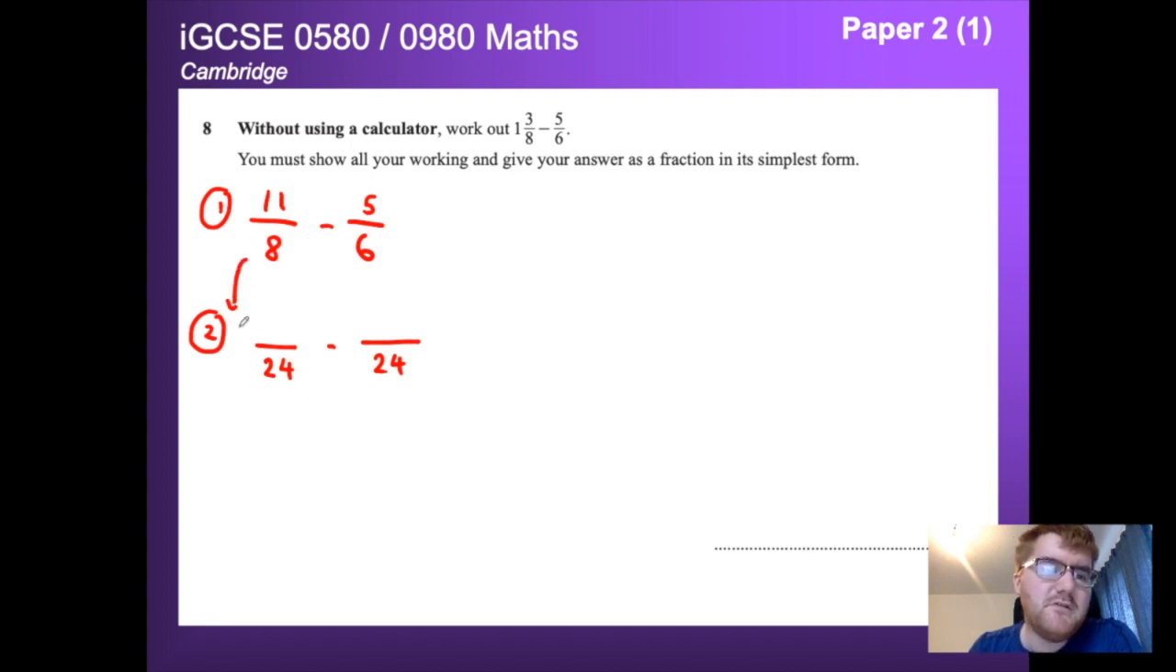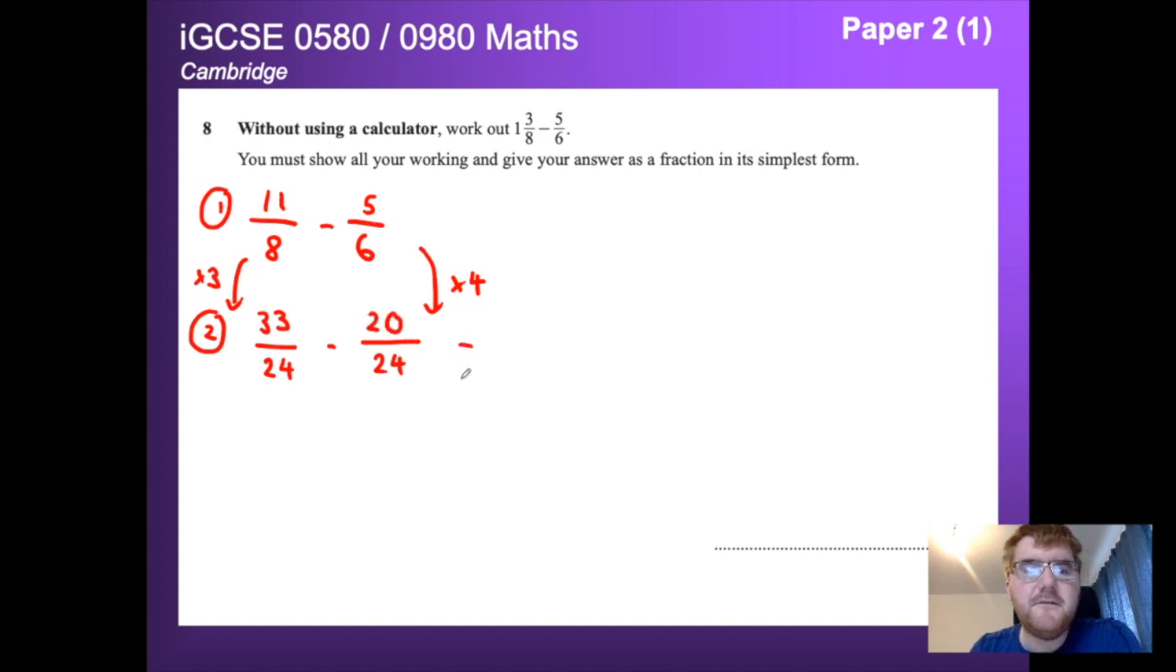Well, what do we multiply 8 by to get 24? We times by 3, so we have to do the same to the top. So 11 times 3 is equal to 33. What do we do to 6 here to get to 24? Well, we're going to multiply by 4. So then we do 5 times 4 is equal to 20.